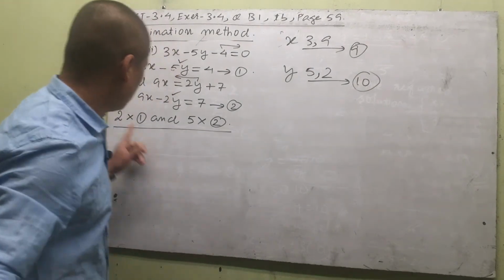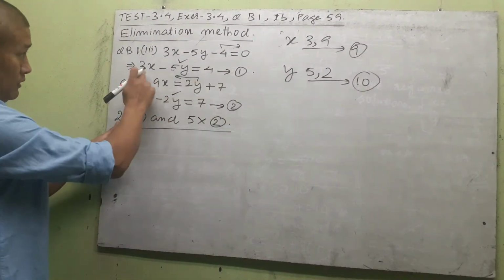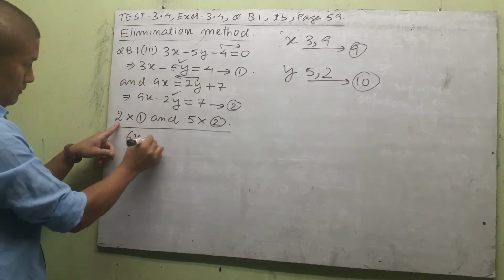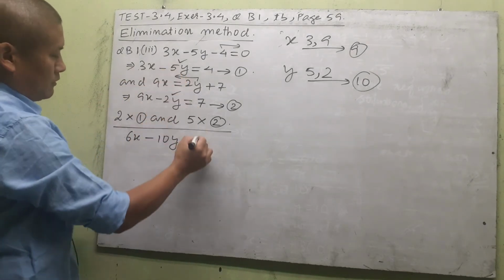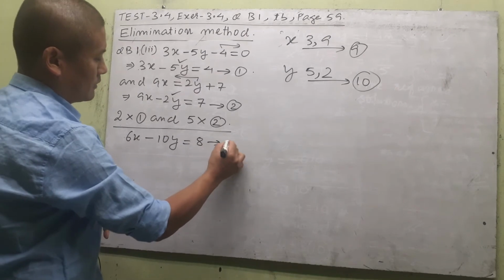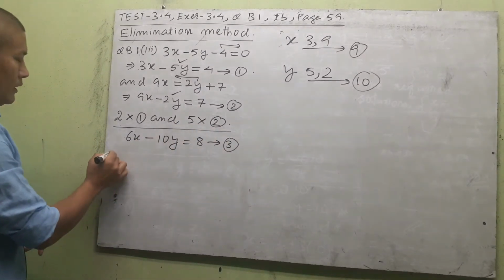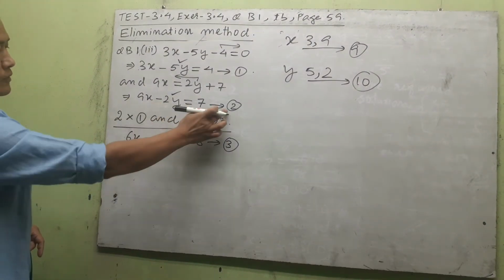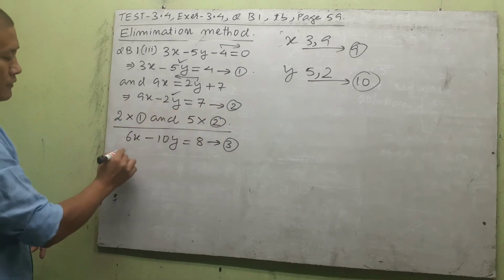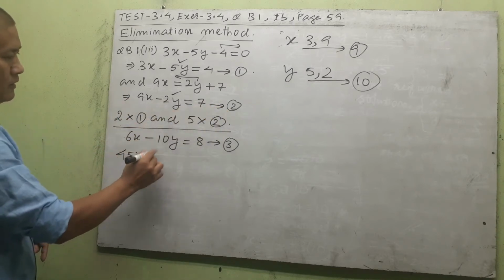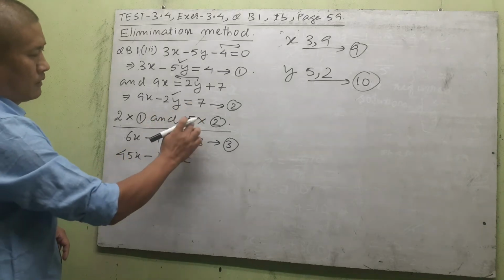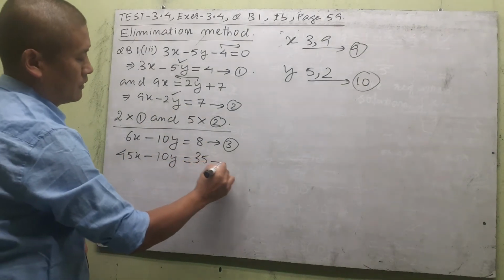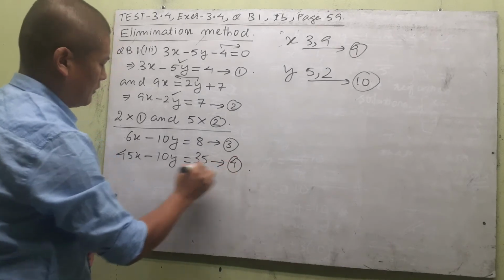When we do this, 2 will now multiply every term in 1, so this is 6x minus 10y equals 8, since 2 3s are 6x, 2 5s are 10y, and 2 4s are 8. So this is equation 3. And then the next one, equation 2: 5 will multiply all these. 5 9s are 45x, 5 2s are 10y, 5 7s are 35. So equation number 4.